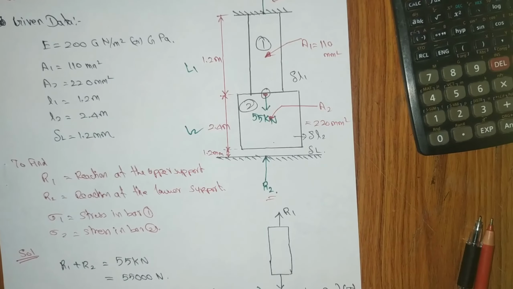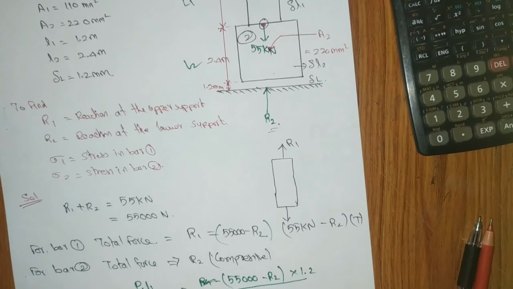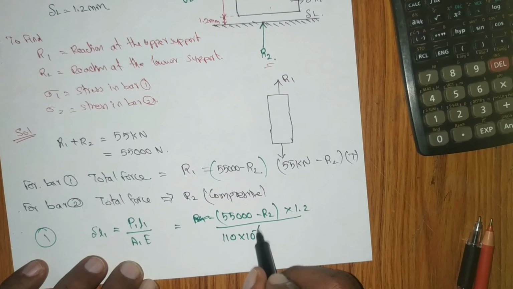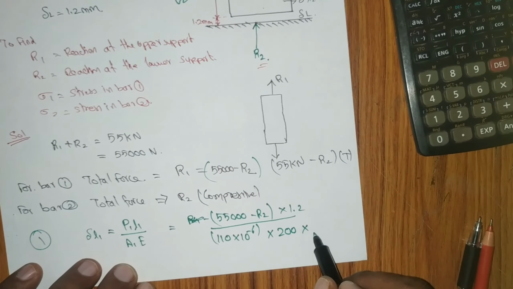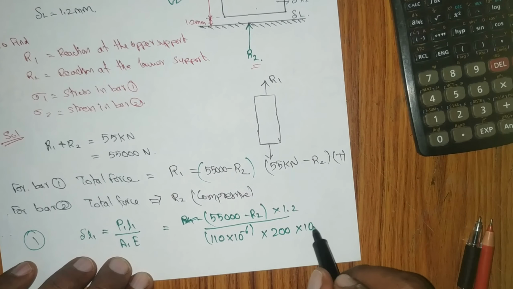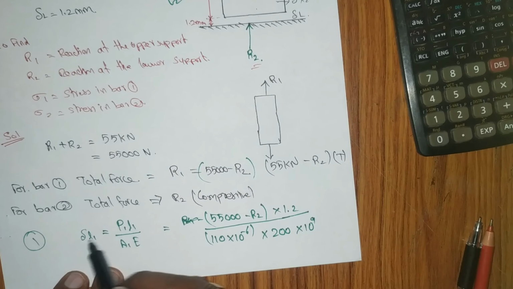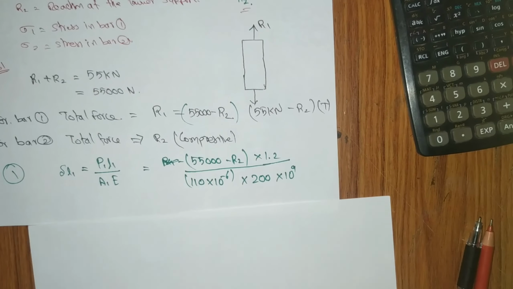L1 equals 1.2 meter. The area we know, this is 110 in mm square, so we need to convert it into meter square, which gives 10 to the power minus 6. Young's modulus we have as 200 gigapascal, that is 10 to the power 9. These two things, the unknown parameters, we don't know, so let us keep it in this form. Then we'll go for bar 2.